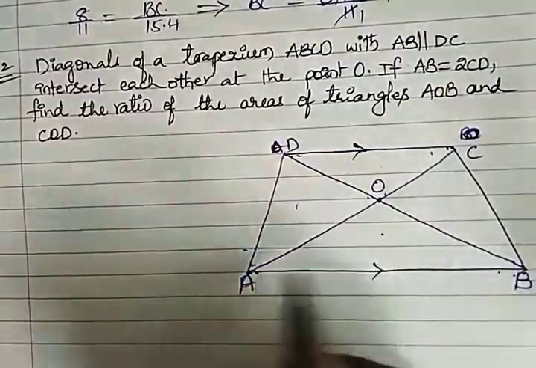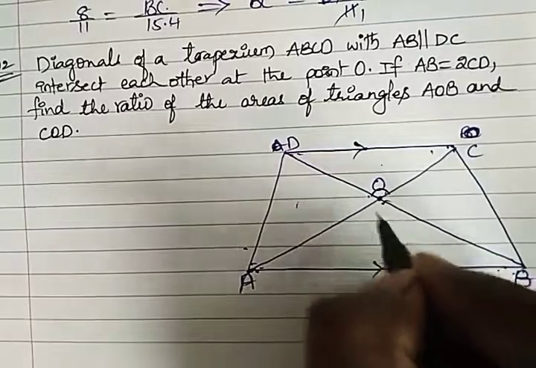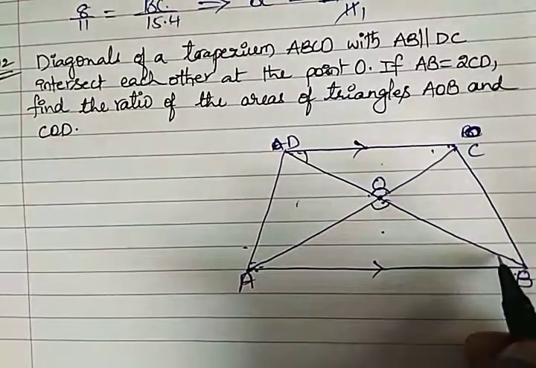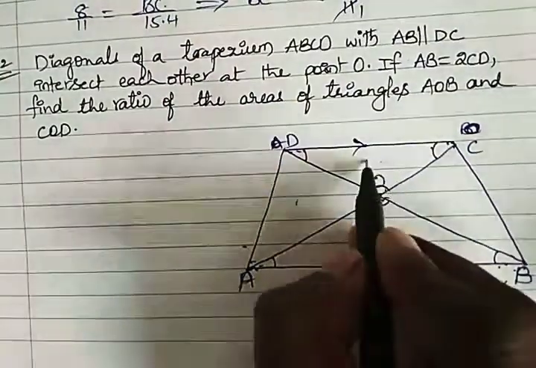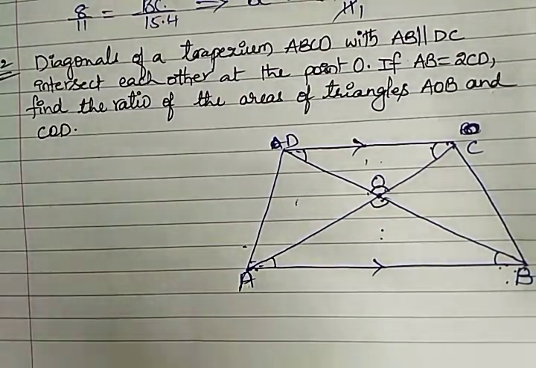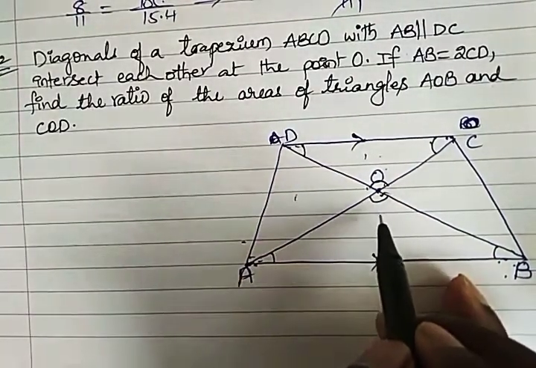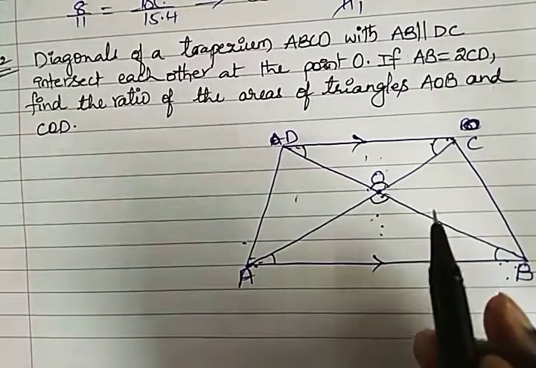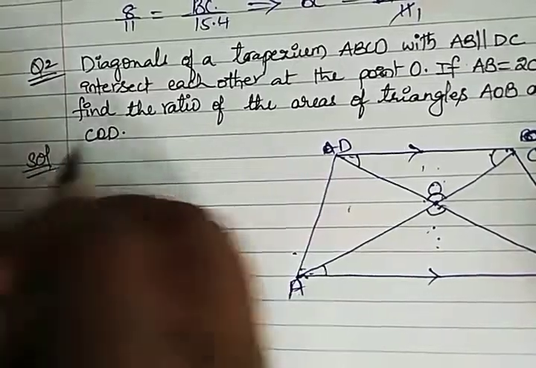How? DC and AB. If we consider triangles DOC and AOB, we have one pair of vertically opposite angles. Then angle D is equal to B here. Angle A is equal to C here. So by AAA criterion, both the triangles are similar. If the triangles are similar, then the areas of these two triangles will be equal to the squares of the ratio of their corresponding sides. So let us write the answer like this.